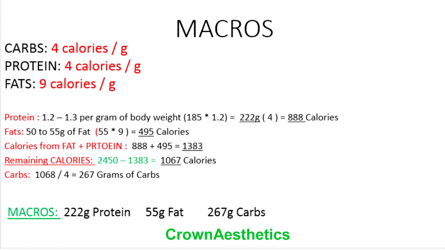Okay guys, after you figure out how many calories you need to hit to lose 1 pound or 2 pounds a week, what you want to do is figure out your macros next. As you can see here, I have the macros for carbs, protein, and fats. Now, there are 4 calories in a gram of carb and 4 calories in a gram of protein, and there are 9 calories in a gram of fat. So, carbs and protein are the same.